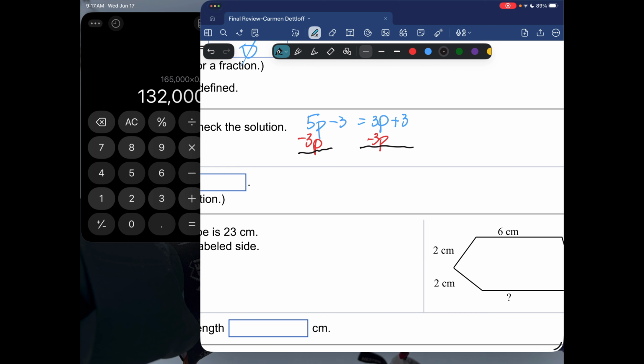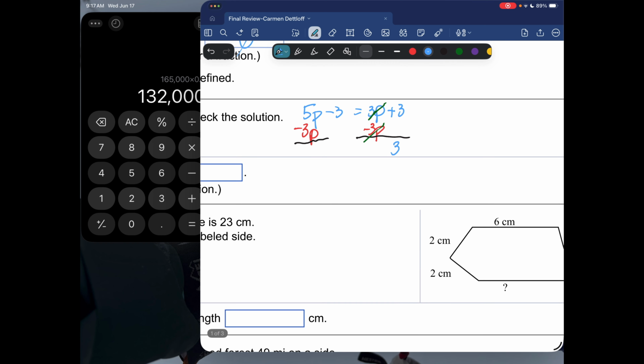So here, my p's cancel. So I'm left with 3. And over here I get 5p minus 3p gives me 2p minus 3 equals 3. And then I'm going to add 3 to both sides. There we go. And I get 2p equals 6. And then I'm going to divide both sides by 2. And I get p equals 3.